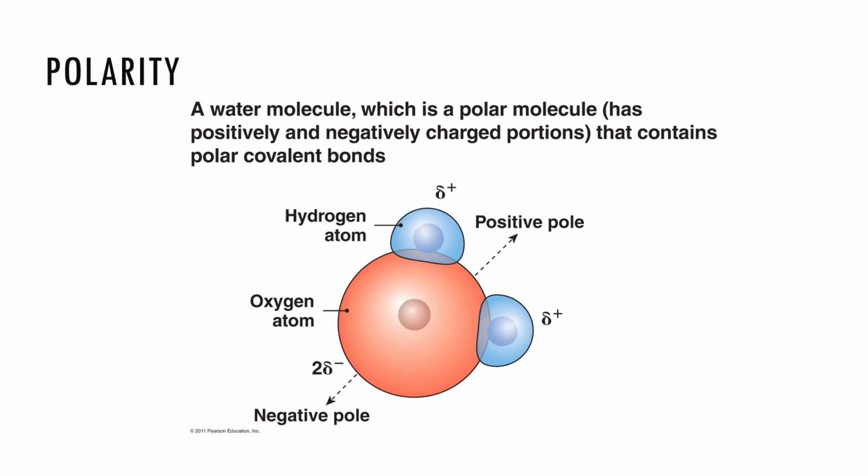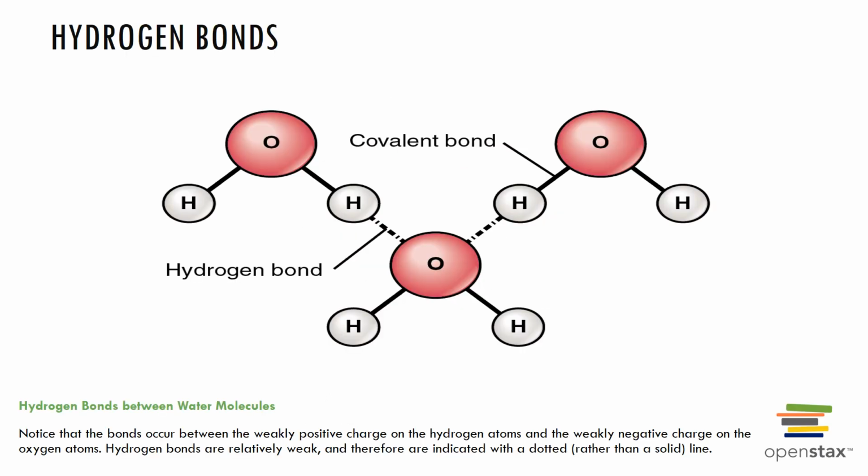So here's the polarity for the water molecule. The hydrogen atom has a slight positive charge. The oxygen atom has a slight negative charge. Now, hydrogen bonds form between water molecules. And you'll notice that the bonds occur between the positive charge on the hydrogen atom and the negative charge on the oxygen atom.